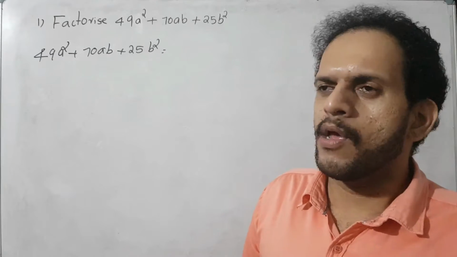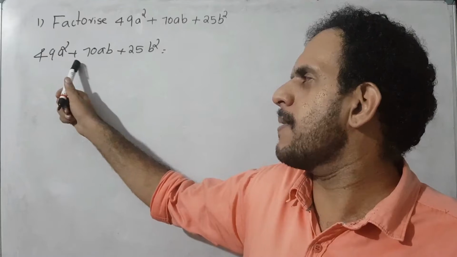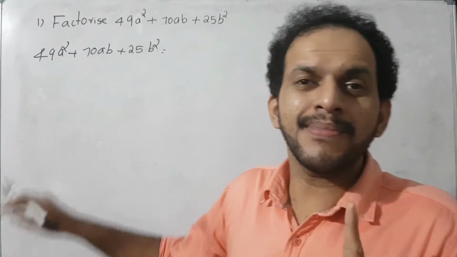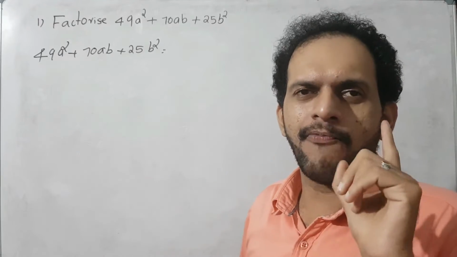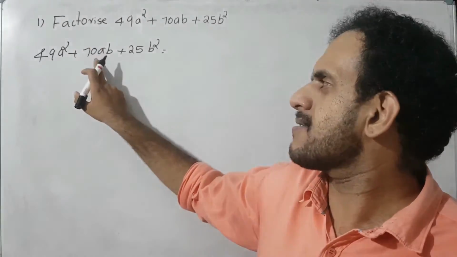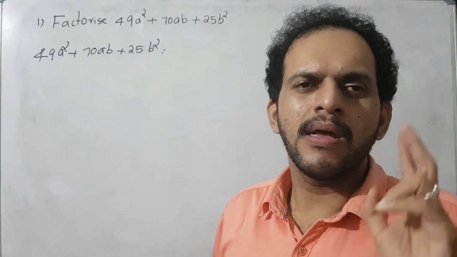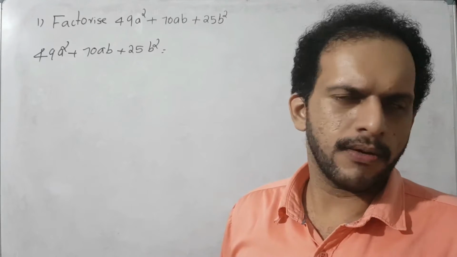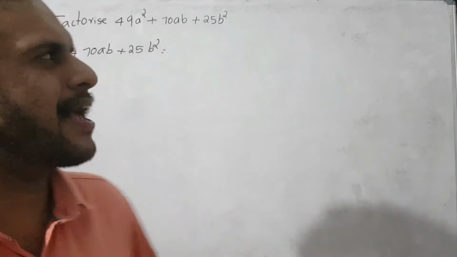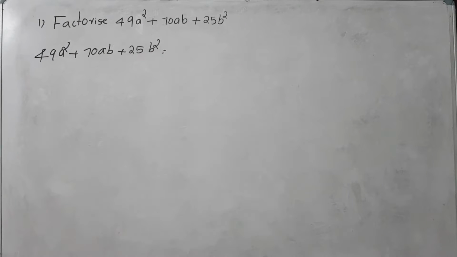Okay. Then which identity do we follow? At that time we check the sign of the middle term. If the sign of the middle term is plus, we apply the first identity. If the sign of the middle term is minus, we follow the second identity. Clear? So here: 49a square plus 70ab plus 25b square.